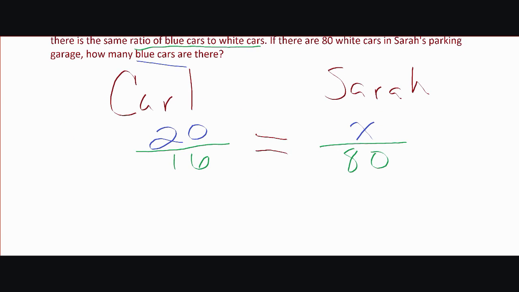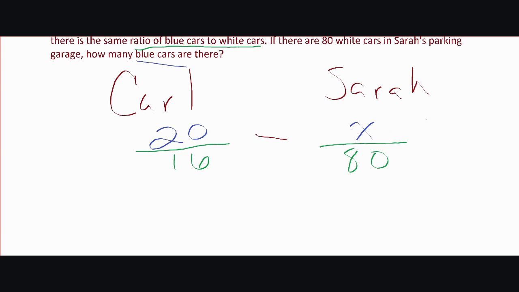Now we need to solve this proportion. How do we do that? Well, we can kind of think and logic our way through it if we wanted to. We know they're equivalent fractions. So what would I have to multiply 16 by to make 80? Well, we'd have to multiply by 5, right? 16 times 5 is 80. Well, then if I were to multiply the bottom by 5, I'd also have to multiply the top by 5, and I would see that x is equal to 100. Now, that's kind of a hand-wavy way to do it. We don't need to do it that way every single time.